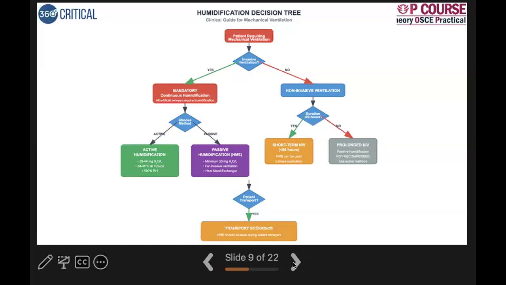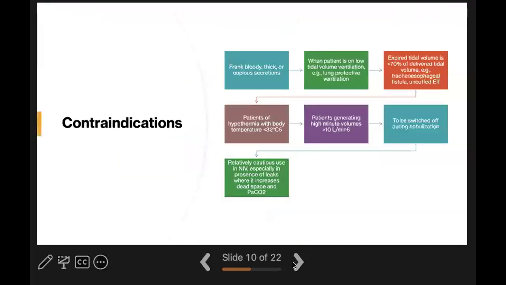Again, same way, non-invasive ventilation, short term less than 96 hours, you use HME. If it is a long term, you use heated humidifier. Okay. What are the contraindications when you should not put the patient on HME? These are not absolute ones. These are relative ones based on the clinical situation.